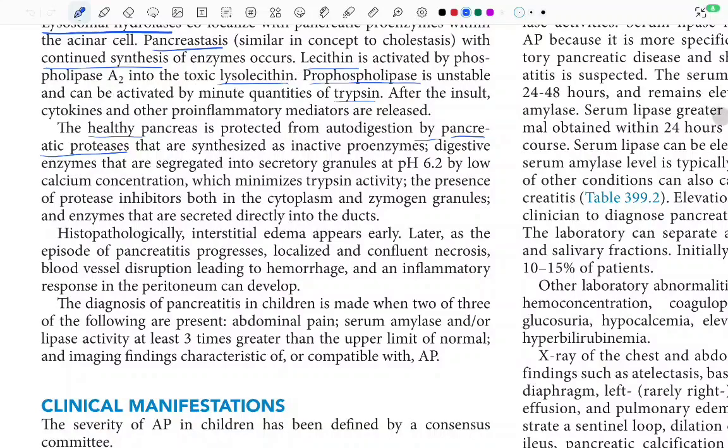The diagnosis of pancreatitis in children is made when 2 of the 3 of the following are present: abdominal pain, serum amylase or lipase activity at least 3 times greater than the upper limit of normal, and imaging findings characteristic of or compatible with acute pancreatitis. Fine, we need 2 of the 3 things.